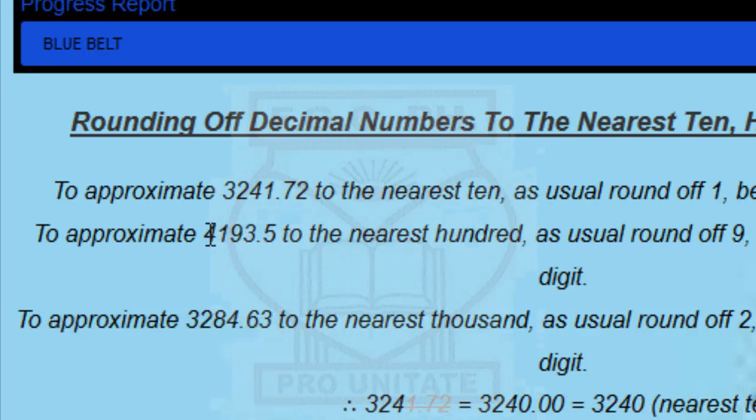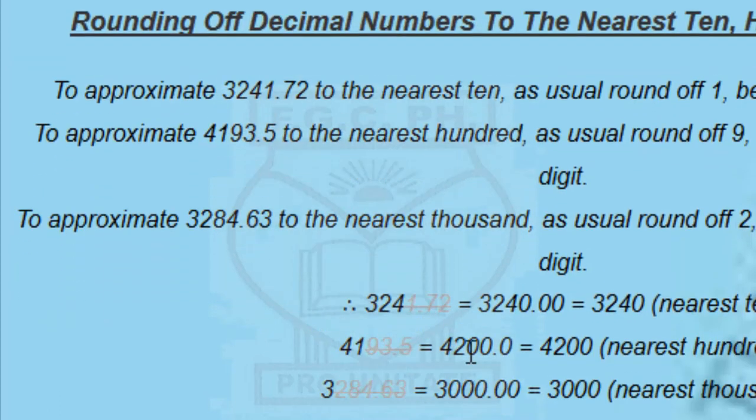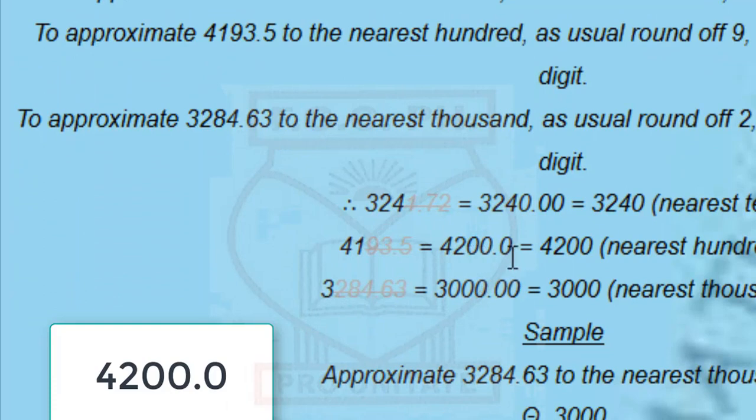Same way, if you want to approximate 4193.5 to the nearest 100, the 100 digit is 1, so you're going to round off 9, and that will be a rounding up situation. So 9 becomes 0 and all the digits to its right, which means you now have 4200.0, and the 0 is knocked out, so you have 4200.